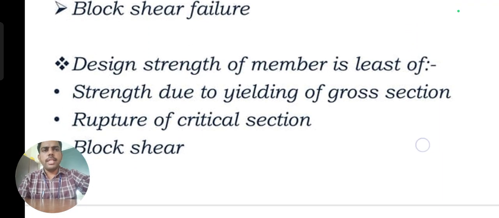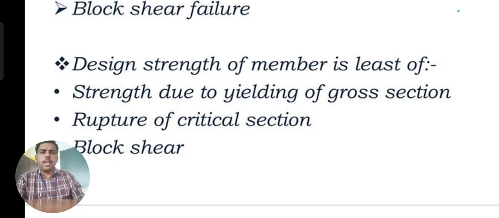So, the design strength of the member, how to get that value? You have to consider the least value of the above three scenarios: yielding of gross section, rupture, and block shear. Based upon these three values, you have to consider the lesser value. That is the strength criterion you have to consider for that member. That is the design strength.